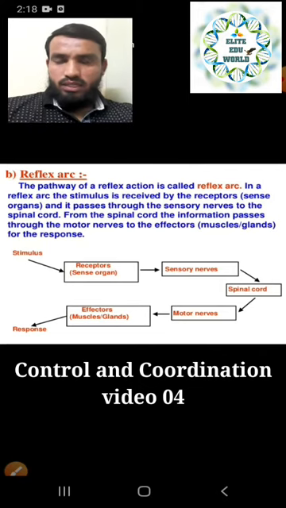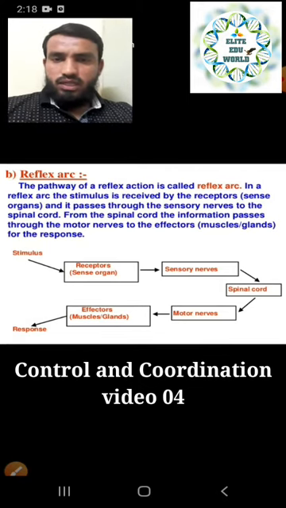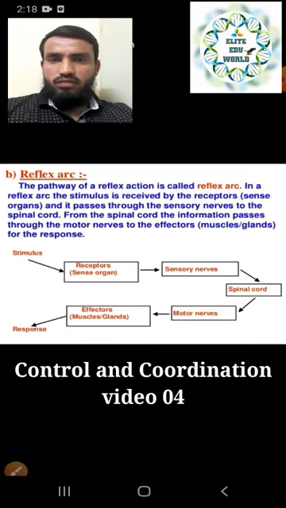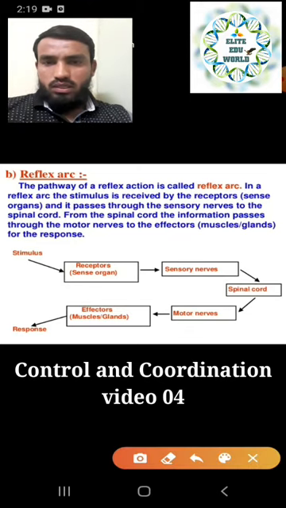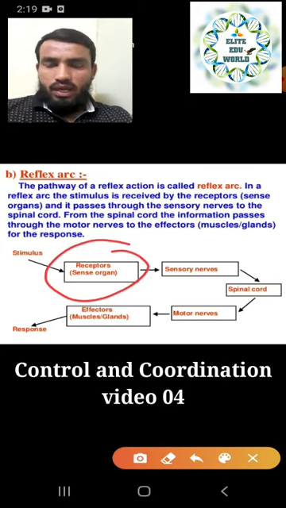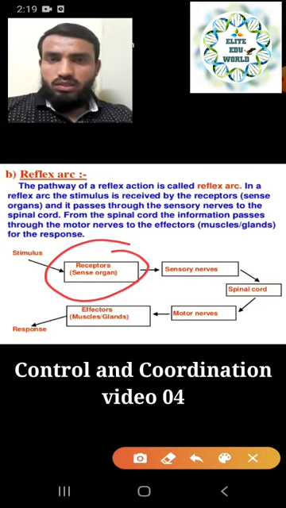In the next slide we can see the reflex arc. Before, we have seen reflex action, but the reflex arc is the pathway of reflex action. The pathway which is used for the reflex action is called the reflex arc. So in a reflex arc, the stimulus is received by the receptor, whatever the organ is. You can see here, this is the stimulus, and first of all it reaches the receptor, like a sense organ present in our skin, our tongue, our eyes, right.